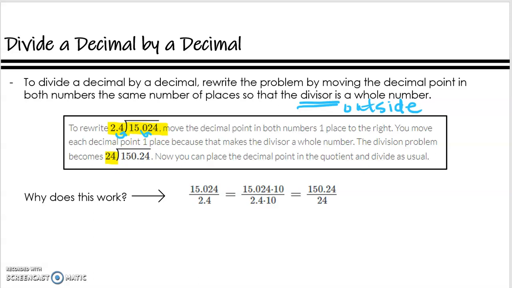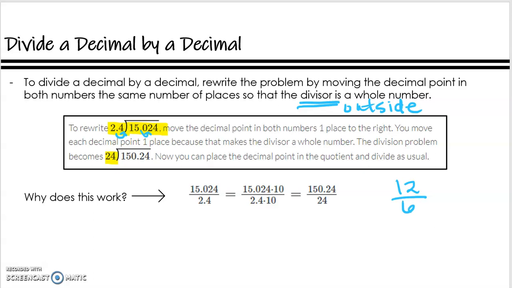Okay? Why does this work? When you move a decimal, you are multiplying it by a power of 10. So if you move it once, you multiply it by 10. Same here. And so because you were multiplying the top and the bottom number by 10, you're still going to get the same answer because you increase the numerator and the denominator by the same power of 10.